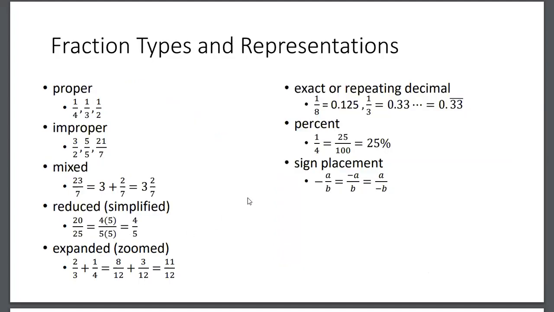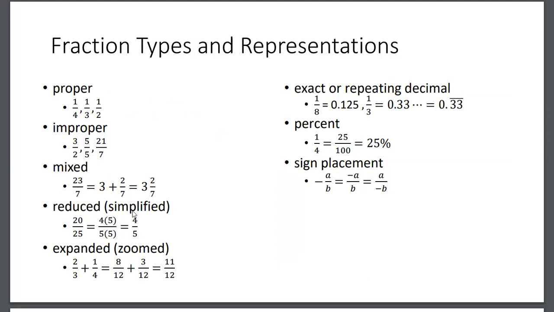Here are some examples of different types of fractions and their representations. Proper fractions up here, improper. Mixed is where you have a whole number part and then you add on a fraction part, which represents 3 plus 2/7. It's read 3 and 2/7. And it's equivalent to 23/7, but the mixed fraction is here.